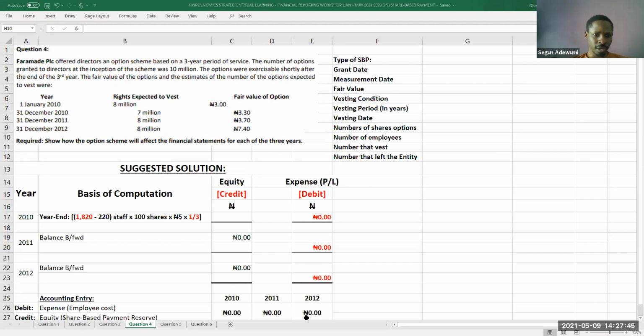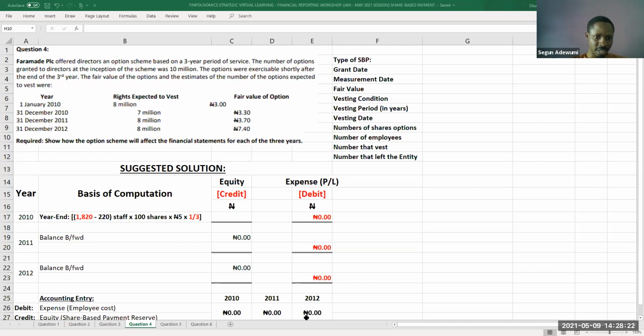Faramade PLC offered directors an option scheme based on a 3-year period of service. The number of options granted to directors at the inception of the scheme was 10 million. The options were exercisable shortly after the end of the 3rd year. The fair value of the options and estimates of the number of the options expected to vest were, on 1st January 2010, the rights expected to vest 8 million and the fair value of the option 3 naira.